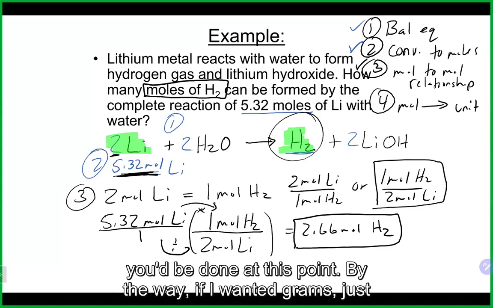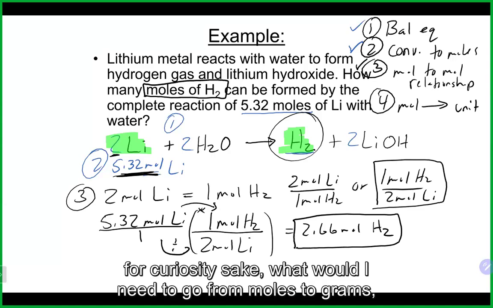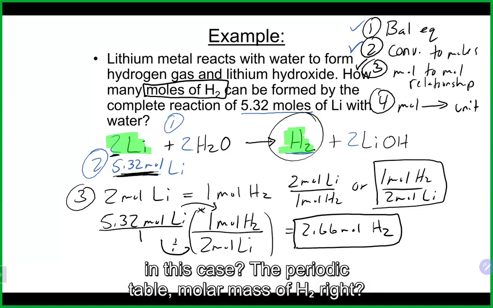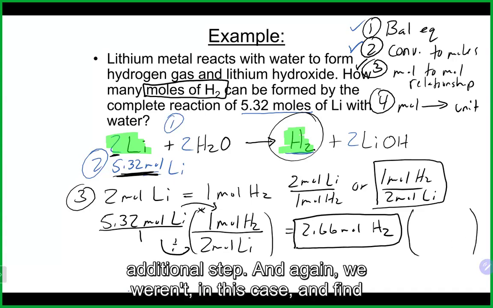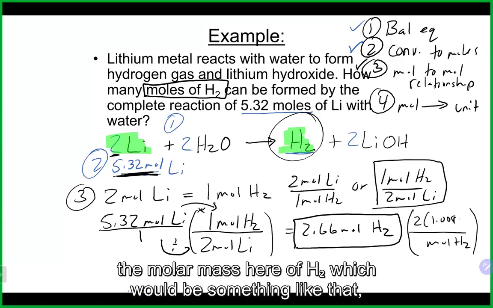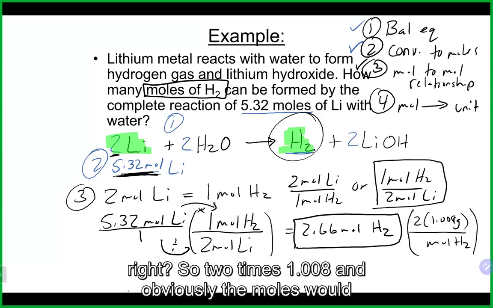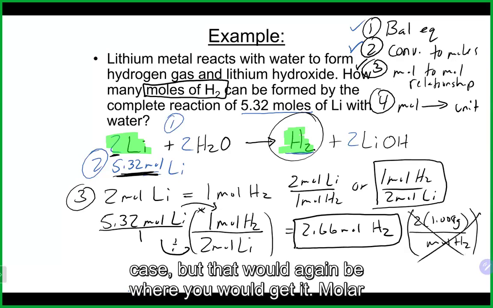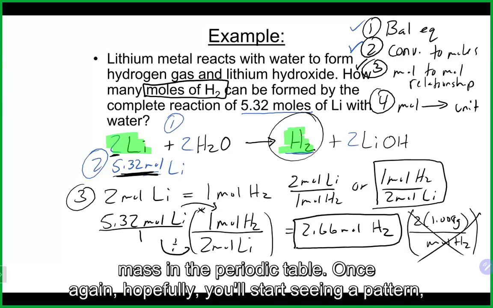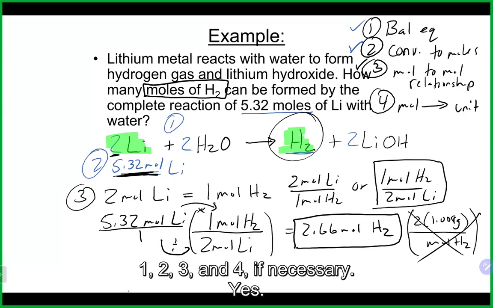By the way, if I wanted grams, just for curiosity's sake, what would I need to go from moles to grams in this case? The periodic table, molar mass of H2, right? So if we were asked for grams, we would just have to do the additional step. And again, we weren't in this case, and find the molar mass here of H2, which would be something like that, right? So 2 times 1.008, and obviously the moles would cancel and you'd be left with grams. So it wasn't asked for that in this case, but that would again be where you would get molar mass from the periodic table. Once again, hopefully you can start seeing a pattern 1, 2, 3, and 4 if necessary.